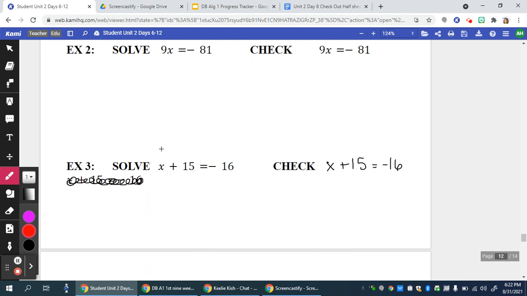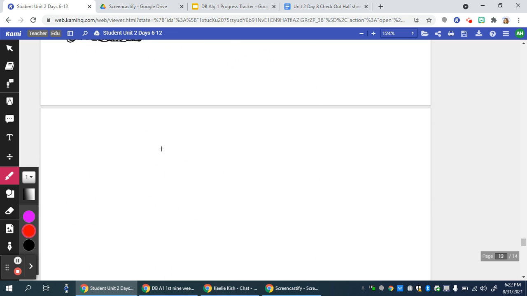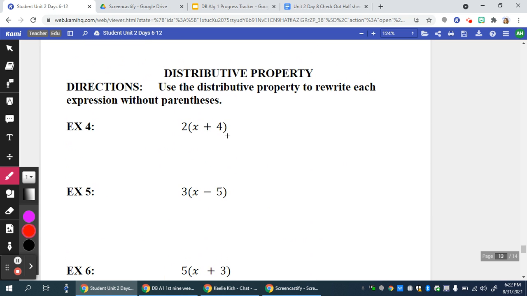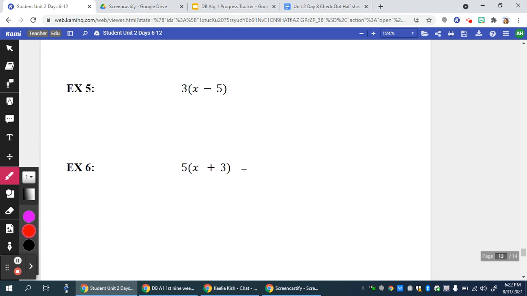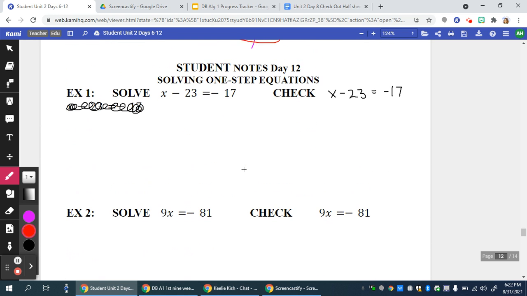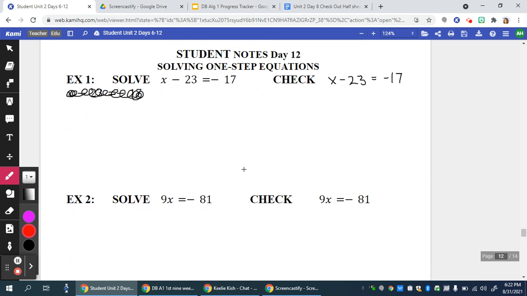So I have a couple examples that I'm going to go through. And then we're going to touch back on distributive property because I feel like we need a little more practice with that. And then you'll be released to your activity and your half sheet. So let's go. Solving one-step equations.